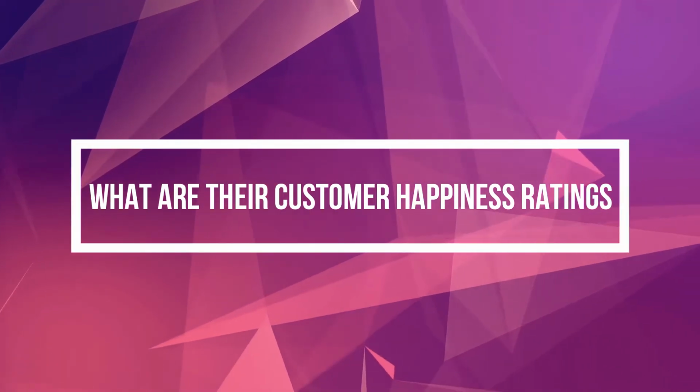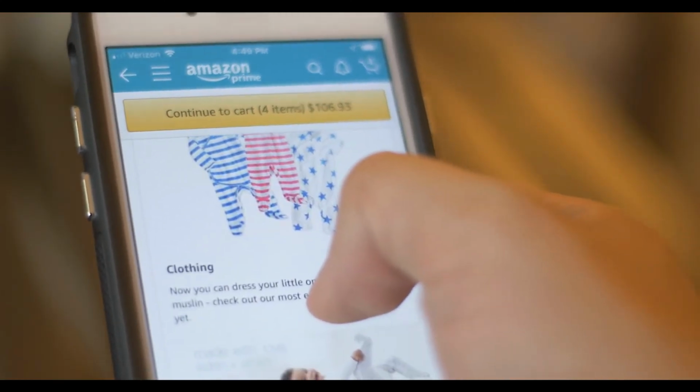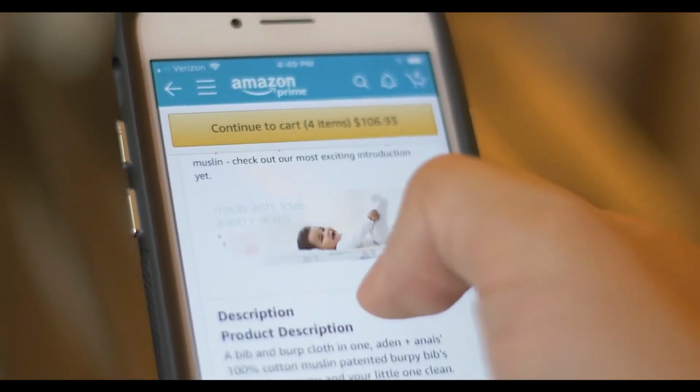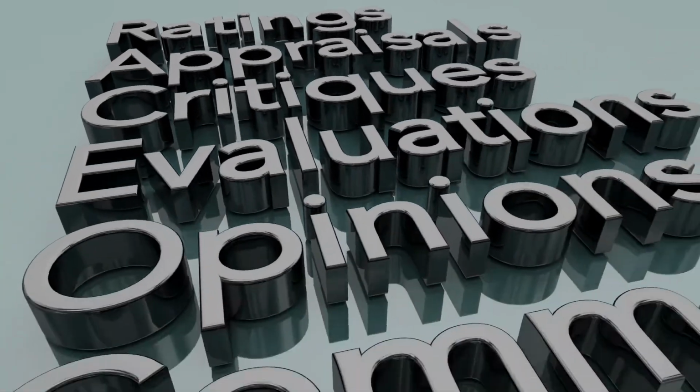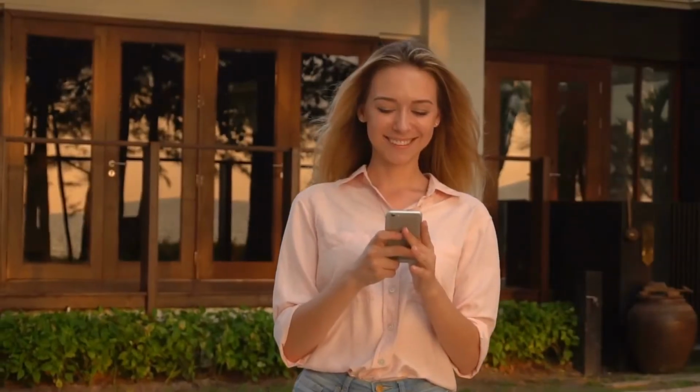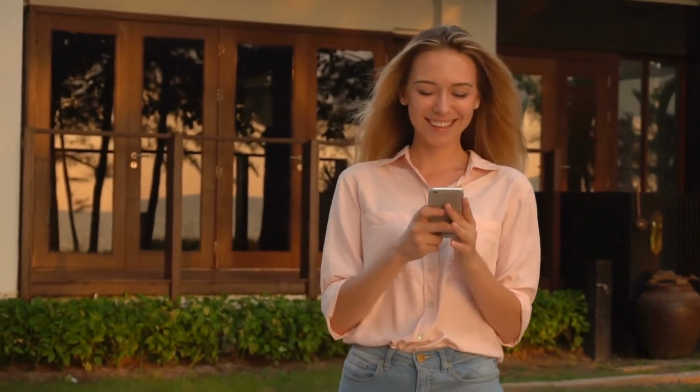Number 1. What are their customer happiness ratings? The first indicator of a company's capacity to survive and thrive in the future is customer satisfaction. More importantly, are they eager to recommend it to others? In addition to online reviews, the Net Promoter Score, NPS, is one metric used to measure this. Before considering an investment, you should ask yourself these 10 questions. It may be time to revisit your own equities and ask these questions.